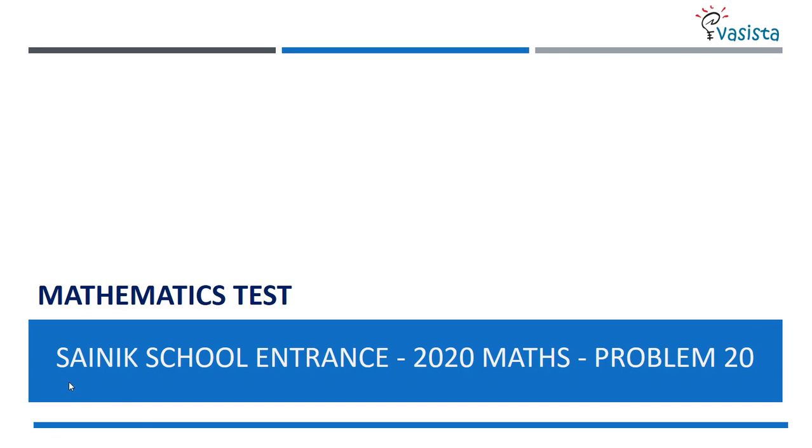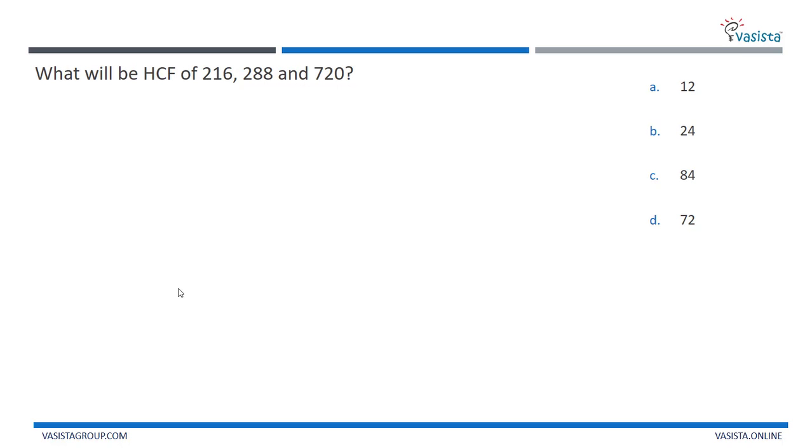Problem number 20 here, right? What will be the HCF of 216, 288 and 720? You know what HCF is? HCF is highest common factor.